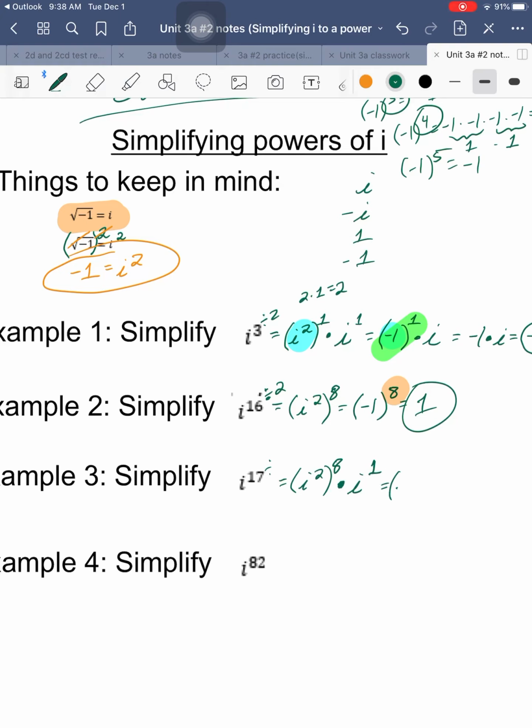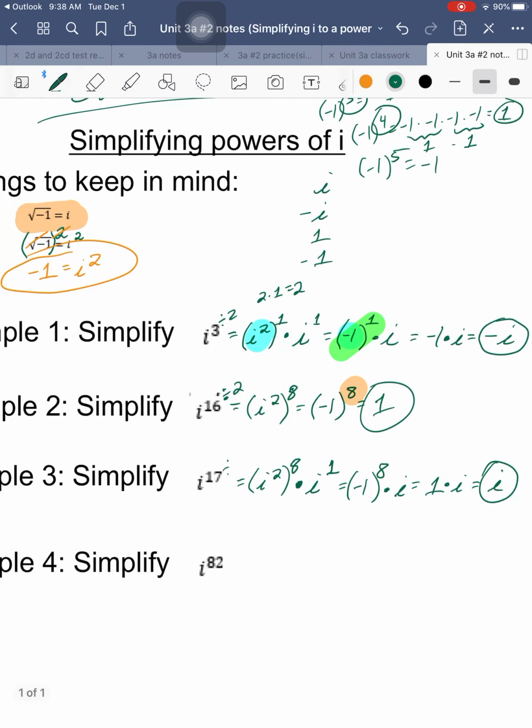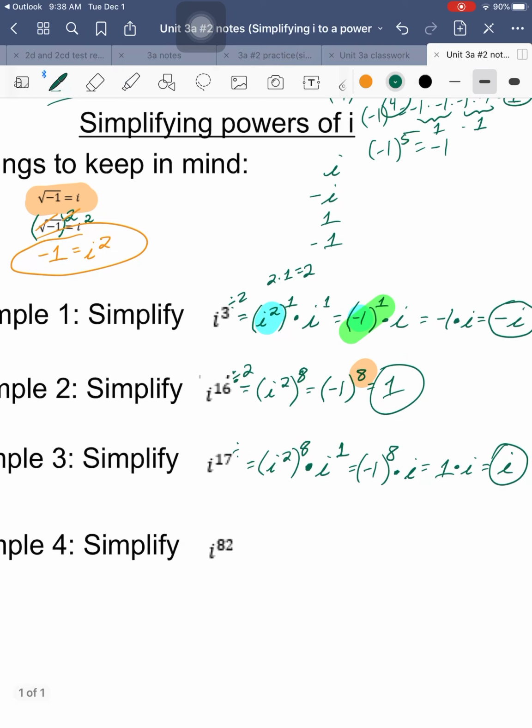Next thing is I just replaced the i squared with negative 1. And then I look at negative 1 to the 8th power. Well, we just did that up top. Negative 1 to the 8th is positive 1. And positive 1 times the last thing, i, is i. So that i to the 17th is i. All right, last problem. i to the 82nd. How many i squareds can you divide out of 82? I guess that's 41.